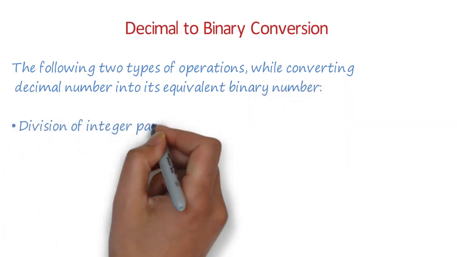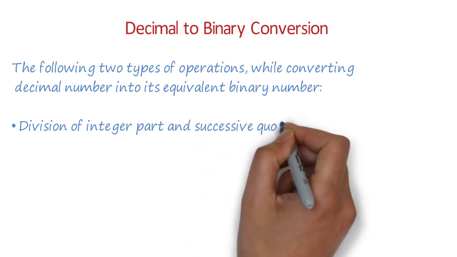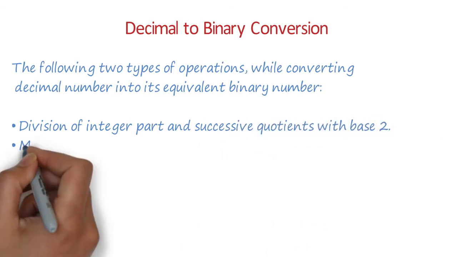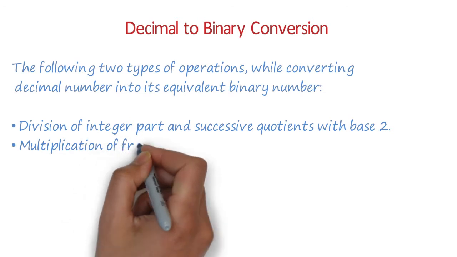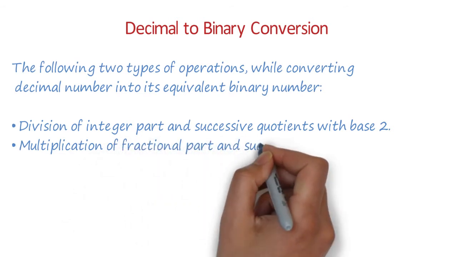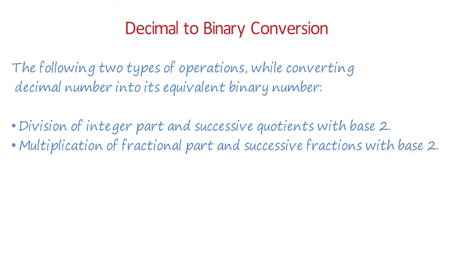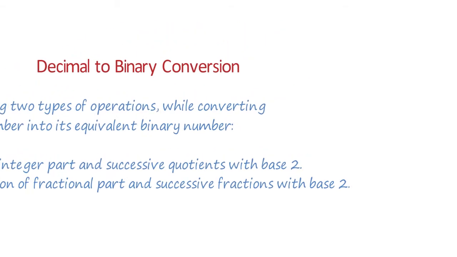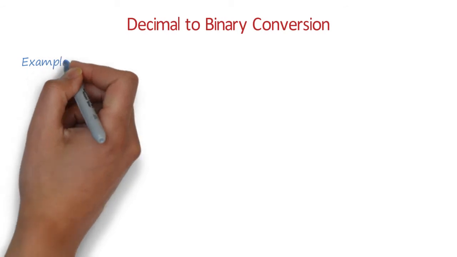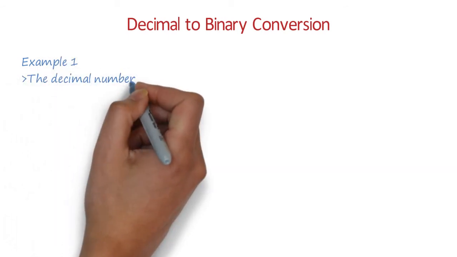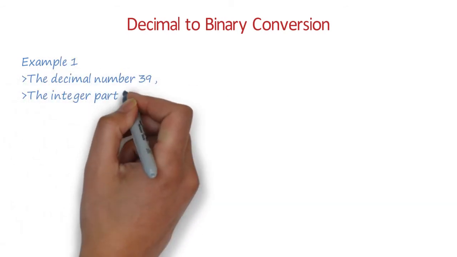So, following are the steps for converting decimals into the equivalent binary number. Step number one will be division of the integer part and successive quotients with the base 2. And the second step will be multiplication of the fractional parts and successive fractions with the base 2. So, let us take one example. Consider the decimal number 39. Now this is an integer number and we have to follow only step 1 in this case.